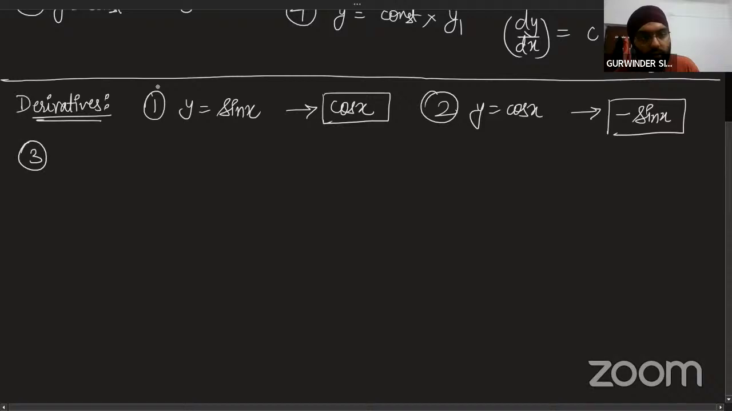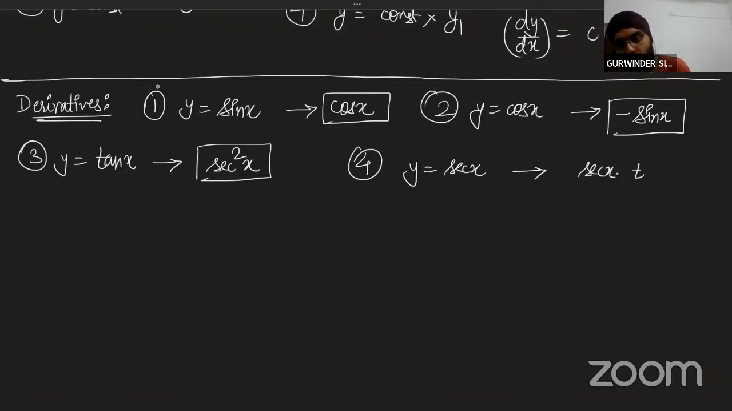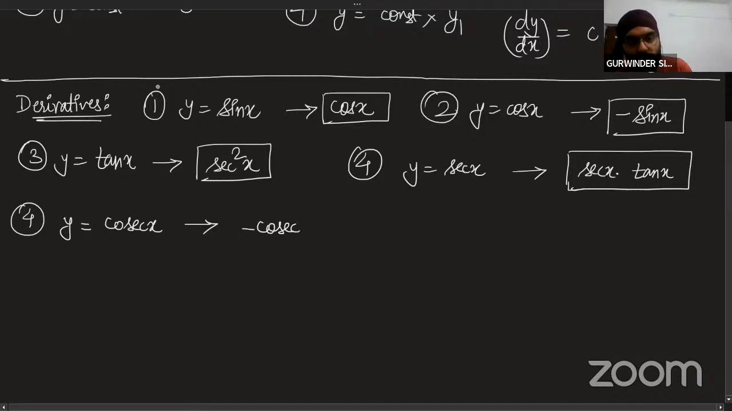Third, if y is equal to tan x, its derivative is secant square x. Fourth, if y is equal to secant x, its derivative is secant x into tan x. Fourth, if y is equal to cosecant x, cosec x, its derivative is minus cosec x multiplied by cot x.